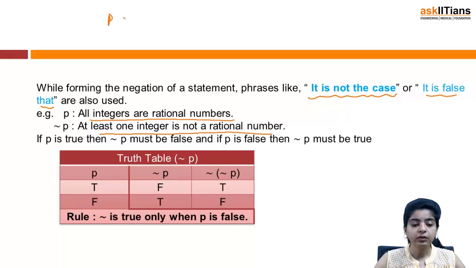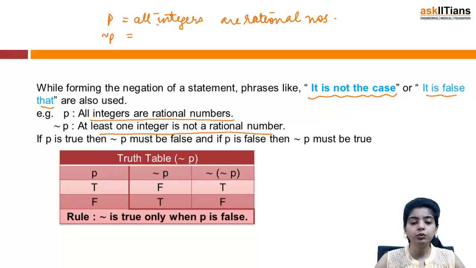How do you form negation? I am saying all integers are rational numbers, right? This is P. Now in order to form negation of P, you will have to negate almost each and every term. You will have to consider each term. So "for all" will become "at least one integer." Now it was "all integers are rational numbers." Negation: at least one integer is not a rational number.